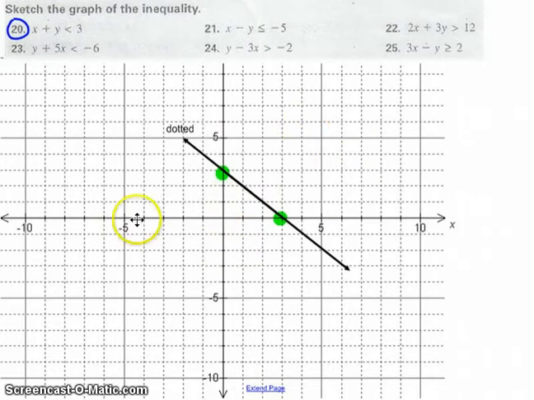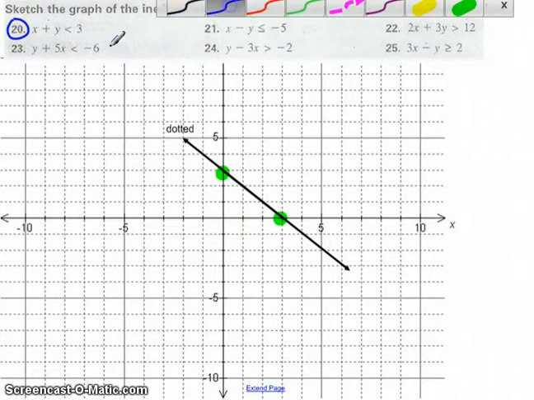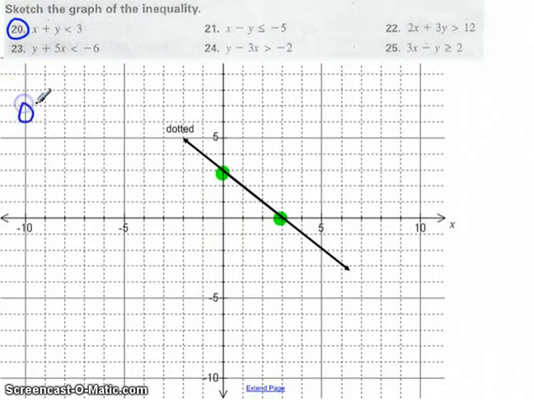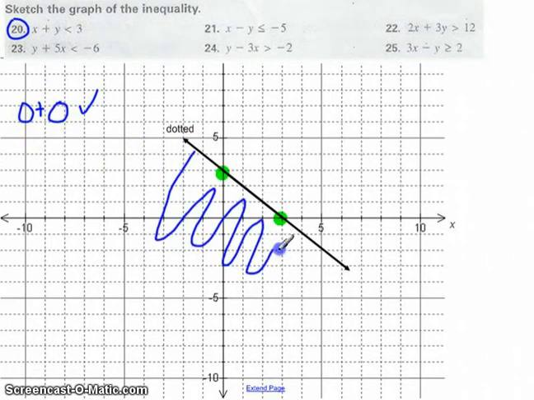So let's try a point that's over here in the area that I think is going to be shaded and plug it in. 0, 0 is a very easy one to work with. So I'm going to end up saying 0 plus 0 and ask myself, is that less than 3? Yes, it is. It is less than 3. So 0, 0 is on the side that ought to be shaded.